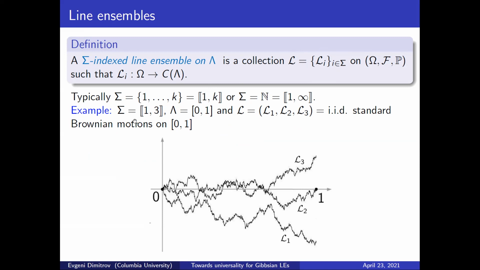As a simple example, we can consider the case when Sigma is equal to the set {1, 2, 3}, and let's say we have an interval Lambda = [0, 1]. An example of a line ensemble is just to take 3 independent standard Brownian motions on the interval [0, 1]. This is what I would like to call a continuous line ensemble, to emphasize the fact that the underlying path measure is given by a Brownian motion or a Brownian bridge or something like that.